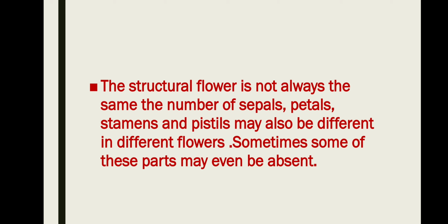The very basic information regarding the flower is also included in the slide. That is, the structure of the flower is not always the same: the number of sepals, petals, stamens and pistils may vary from flower to flower, and sometimes some of these parts may even be absent. So sometimes you can have only 3 whorls, or 4 whorls, or 2 whorls, depending upon the type of flower, the nature of flower and the mechanism of pollination.